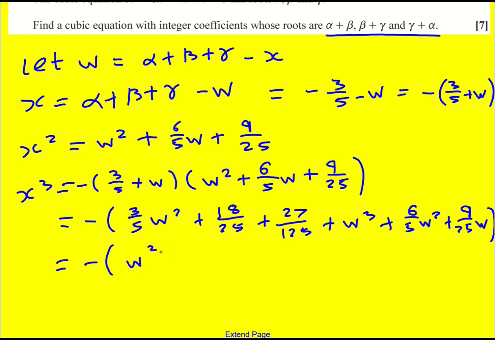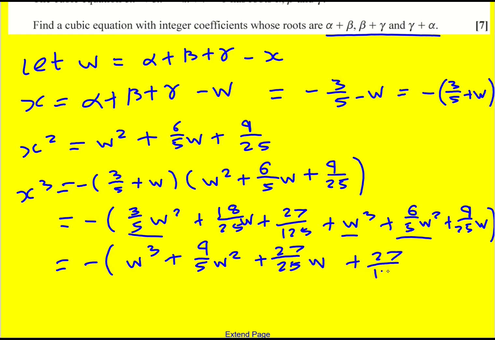Bring this together, I got w cubed, 3/5 and 6/5, I've got 9/5 w squared. I think I missed a w out, didn't I? Ah, there it is. Okay, easily done. Plus 27 over 25 w plus 27 over 125.